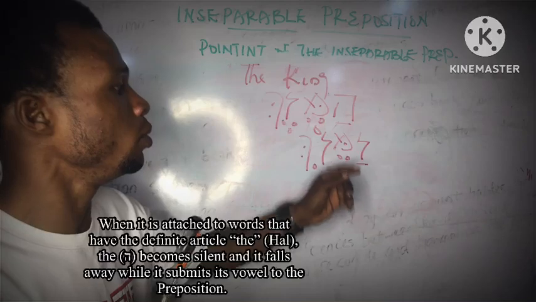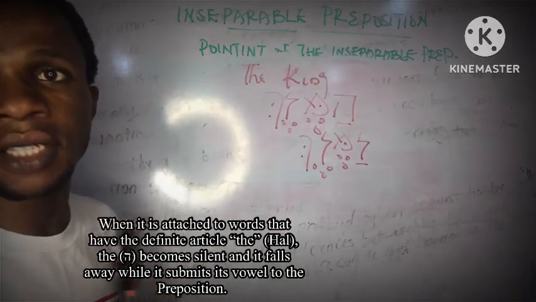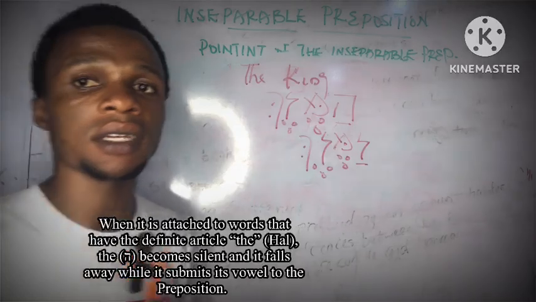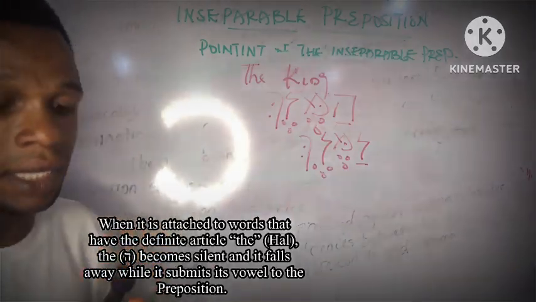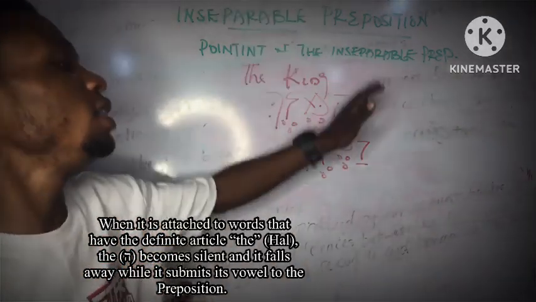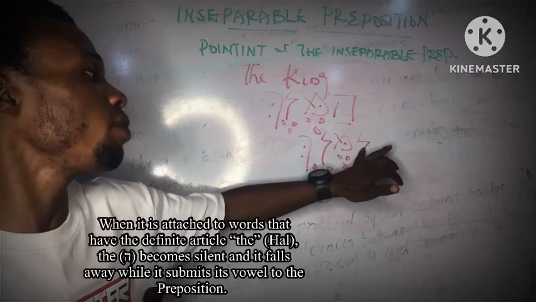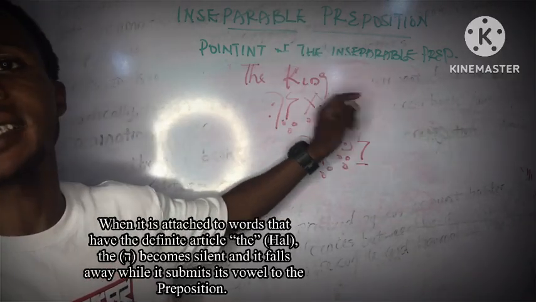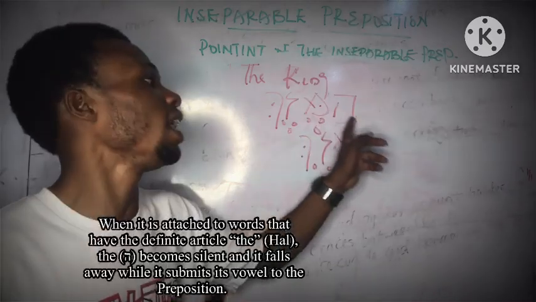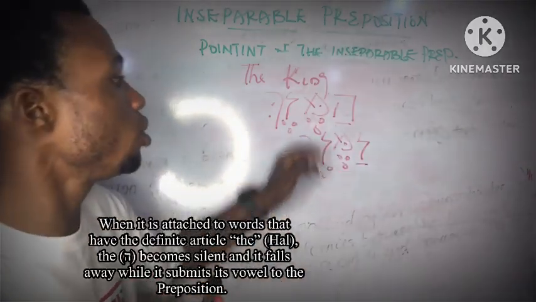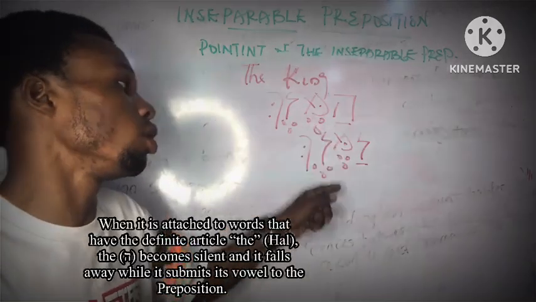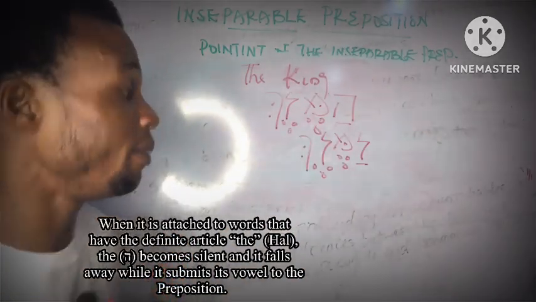So this is what happened. You can no longer see the H there. It is not Lahamelech. I want you to take note that it is not like that again. Since the inseparable preposition has taken over, it has sent away the article, the H, there. It is the inseparable preposition that will now assume the short vowel. That is why we are having Lamelech.